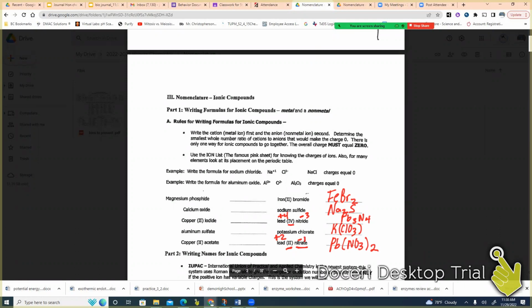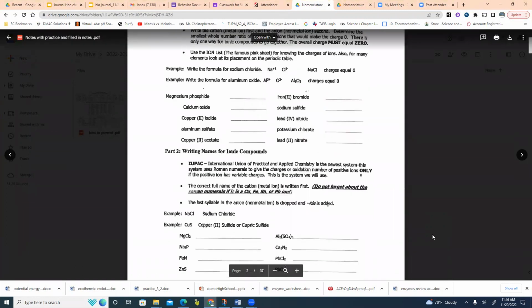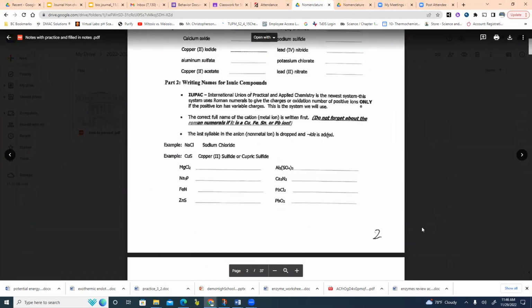The same thing happened in my last period class. So it's just getting used to working with the ion sheet. All right, any questions on that so far? That's really the harder part of the two. If you're reversing it and you have the formula, it's usually pretty easy.